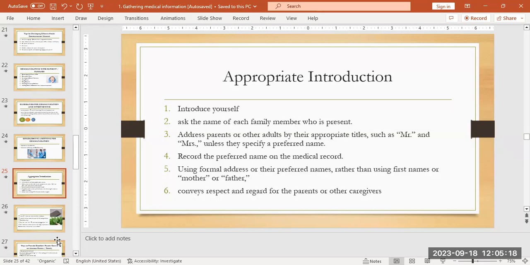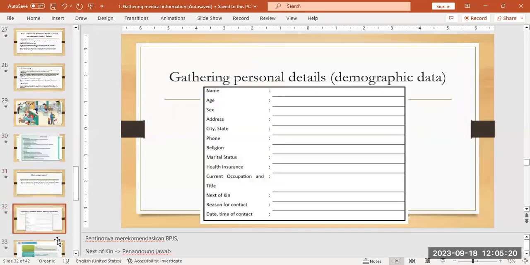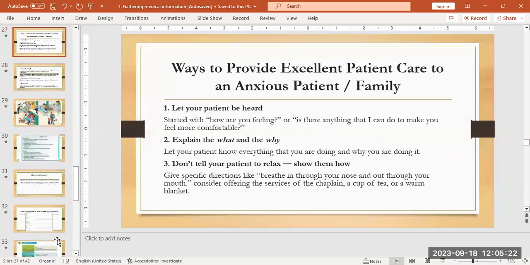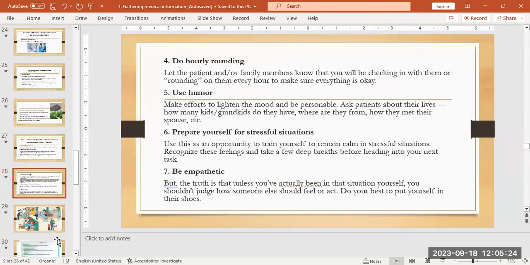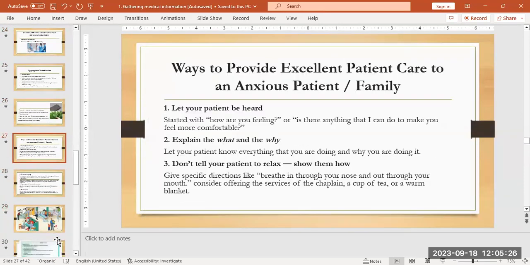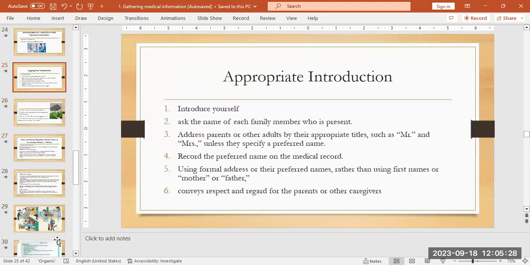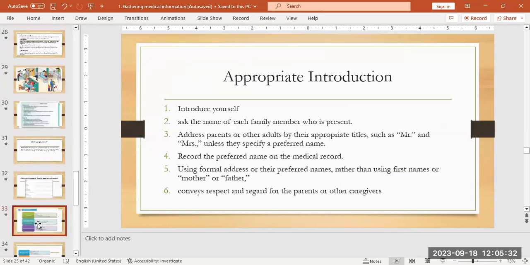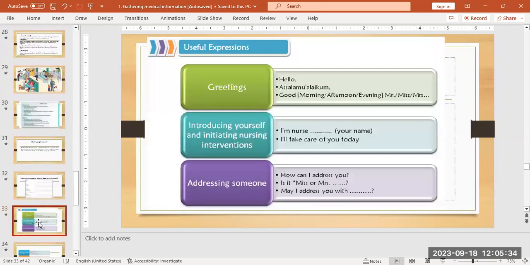Okay, I told you before about the greeting. You can say hello, good afternoon. I'm Nurse Evie. I will take care of you today. I'm the nurse in charge for you today. How can I address you? How can I call you? May I call you Miss or Mrs.? May I address you with?